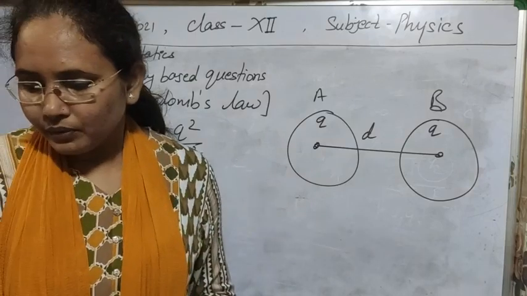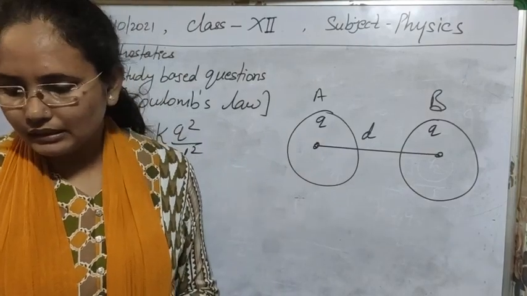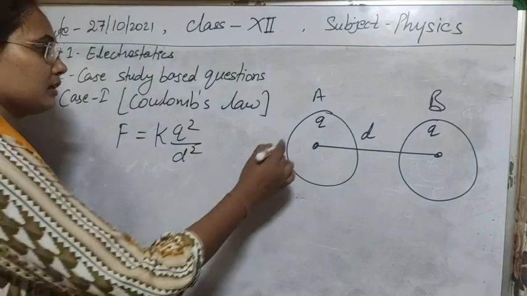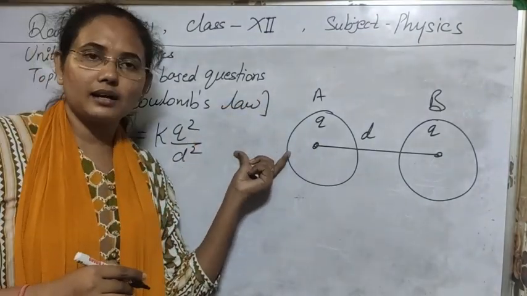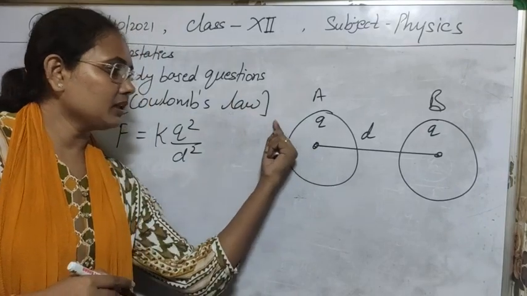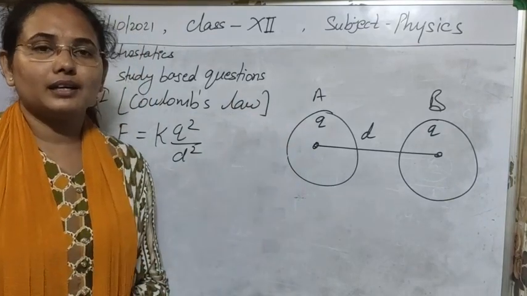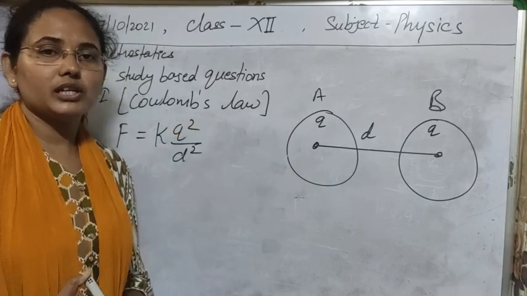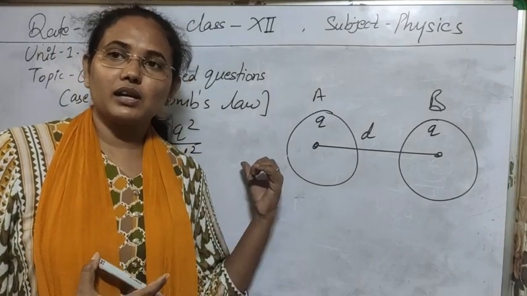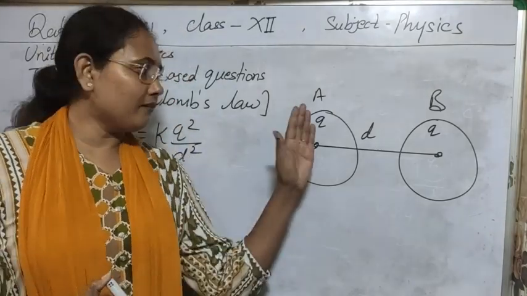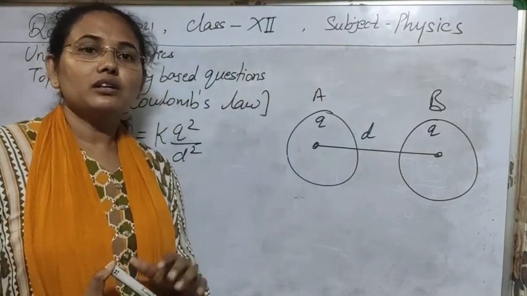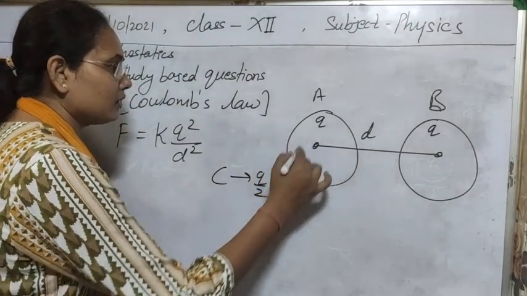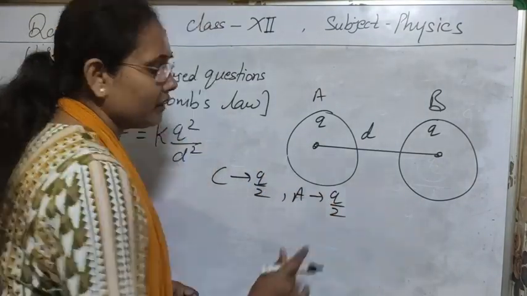Now again, a third uncharged sphere C is taken, and it is kept in contact with B. Whenever a third neutral sphere is in contact, due to the conservative nature of charge, charge will flow until the charges on both are the same. Means half of the charge from here will be supplied to the third body. So C will now contain Q by 2 charge, and this B will also contain Q by 2 charge.